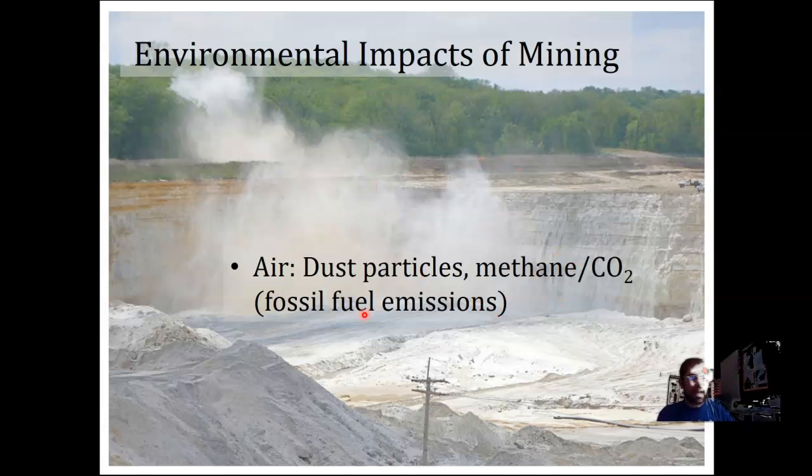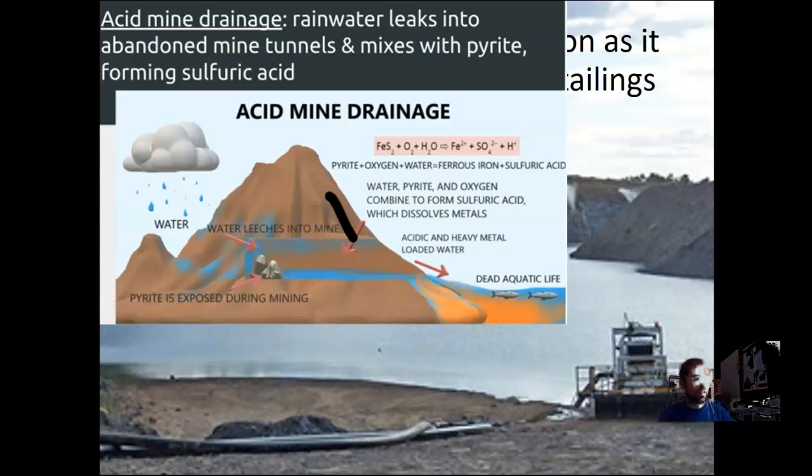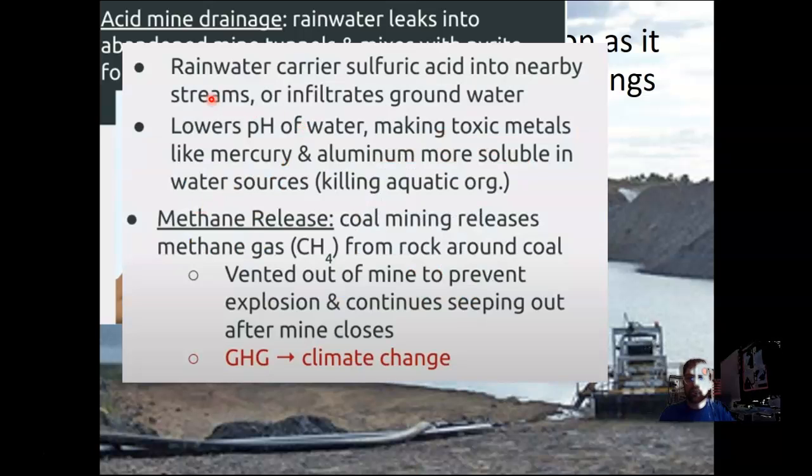And there's a lot of environmental impacts to mining. So air and dust particles, methane and CO2, fossil fuel emissions are huge. You get acid water seepage, and as a result, acid mine drainage, where rainwater leaks into abandoned mine tunnels and mixes with pyrite, forming sulfuric acid. So the water becomes acidic as the wastes leach out, and that kills the aquatic life. You can see the chemical reaction here. Pyrite is exposed during the mining. So the rainwater carries the sulfuric acid into nearby streams or infiltrates groundwater. This lowers the pH, like I said, making toxic metals like mercury and aluminum more soluble in water sources. So that kills all the life in the water.